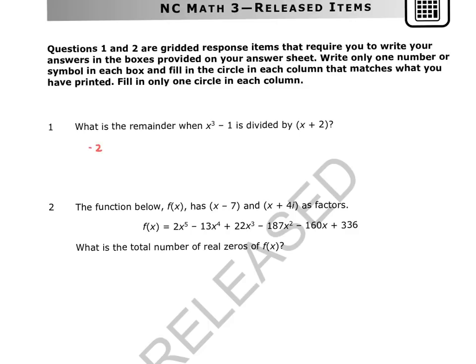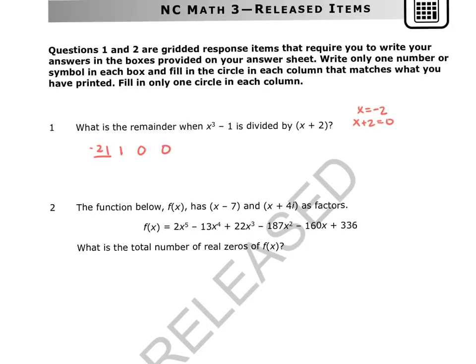So I know I'm going to put a -2 up here because I always take my x plus 2 and set it equal to 0 to find my actual root. And so we're going to synthetically divide -2 into our expression. For here, we're going to need a 1 for the x cubed, a 0 for the x squared that's missing, a 0 for the x that's missing, and a -1 for the -1 that's present.